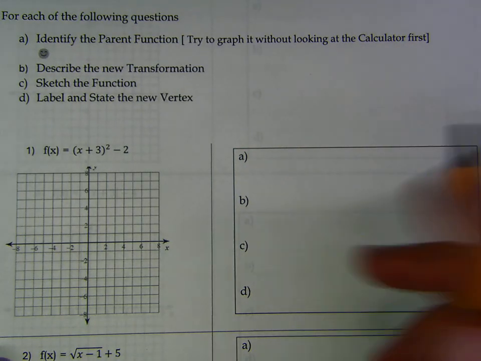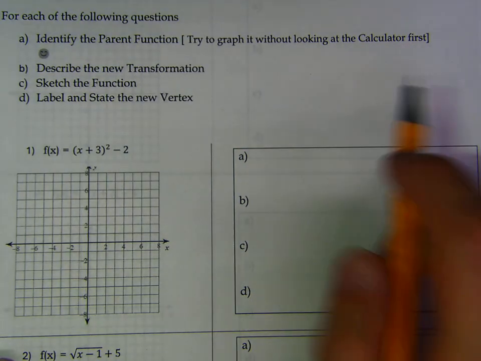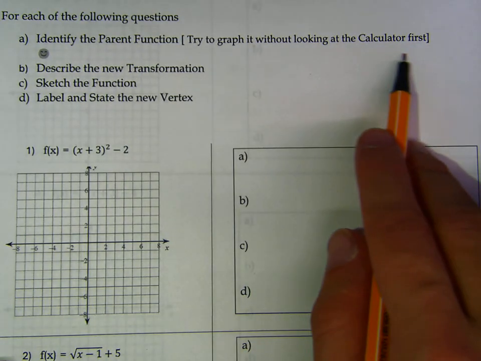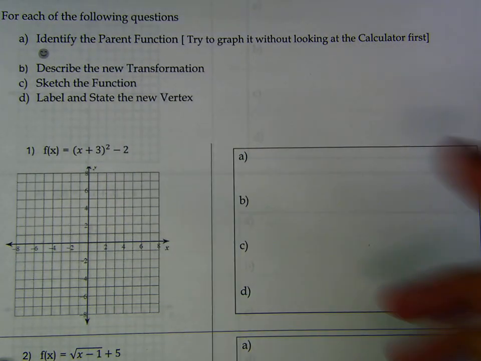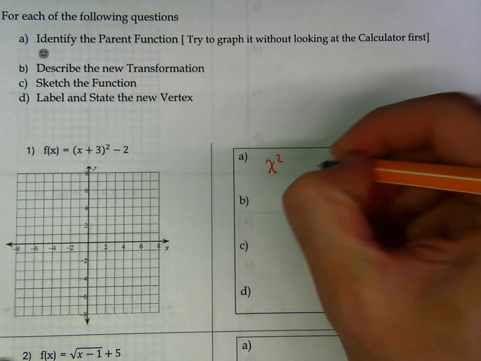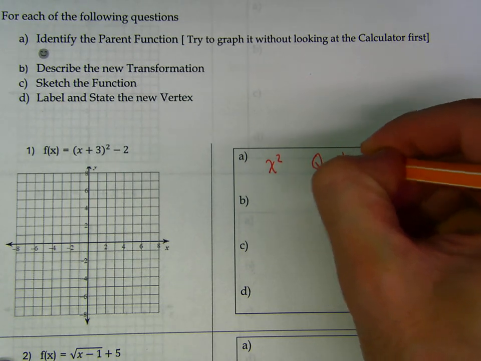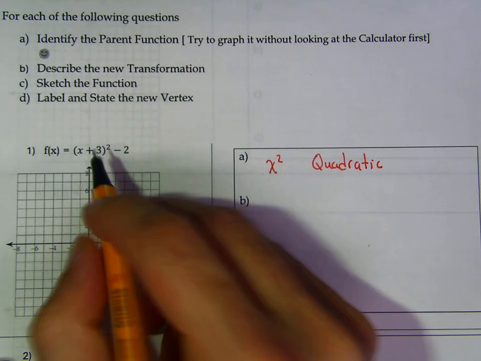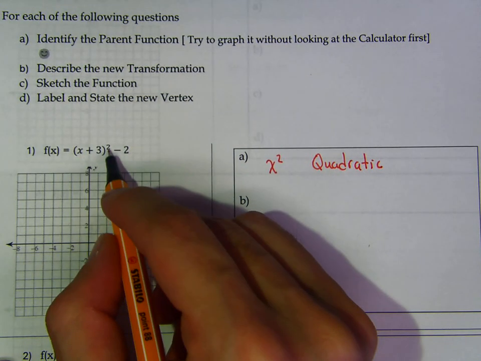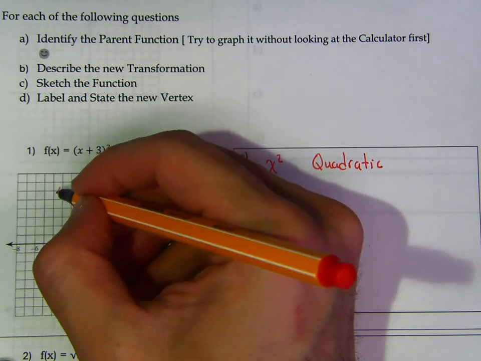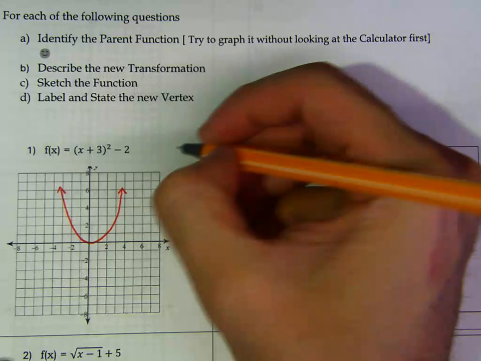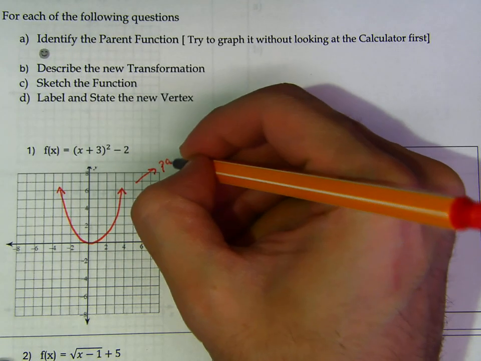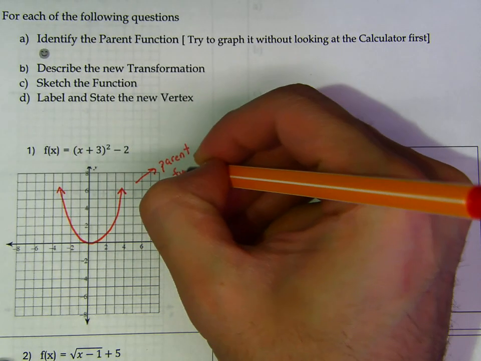Let's see. And if you could do it without the calculator, that's a huge win. So let's take a look. The original function is x squared, which is quadratic. How do you know? Because you have this square over here. So what does the graph look like? It looks something like this. This is the parent function.